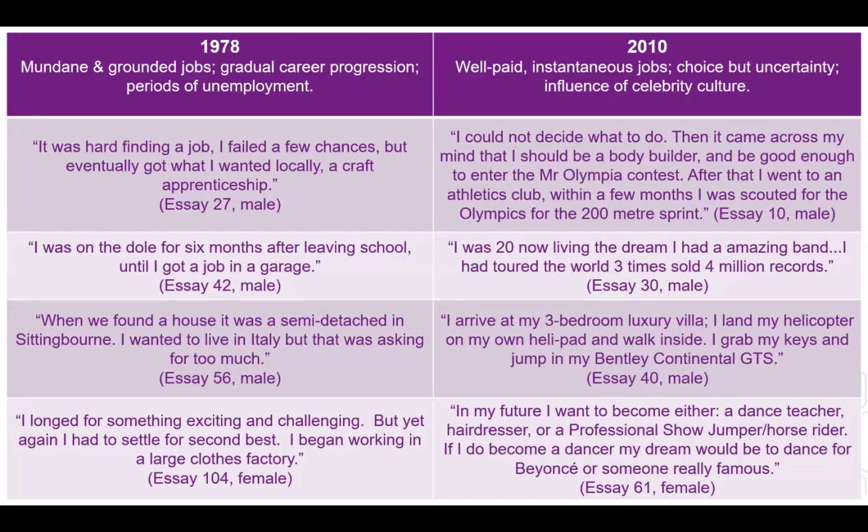Fast forward to 2010, however, and this showed students imagining well-paid and instantaneous jobs filled with choice, but also a lot of uncertainty. And Graham Crow and his team were also noting the clear influence of celebrity culture in those essays. So, for example, you have the quote on the bottom there of a girl who says, "In my future, I want to become either a dance teacher, a hairdresser, or a professional show jumper, horse rider. If I do become a dancer, my dream would be to dance for Beyonce or someone really famous." So quite the difference there.